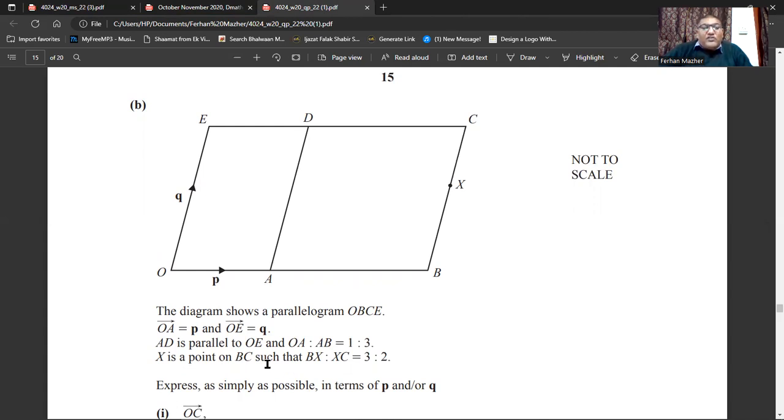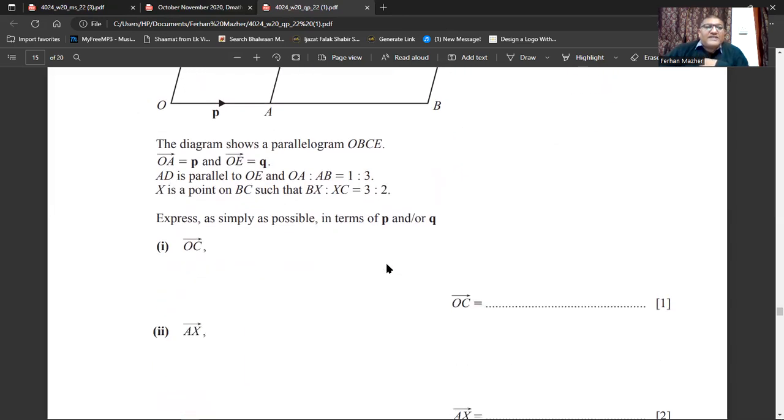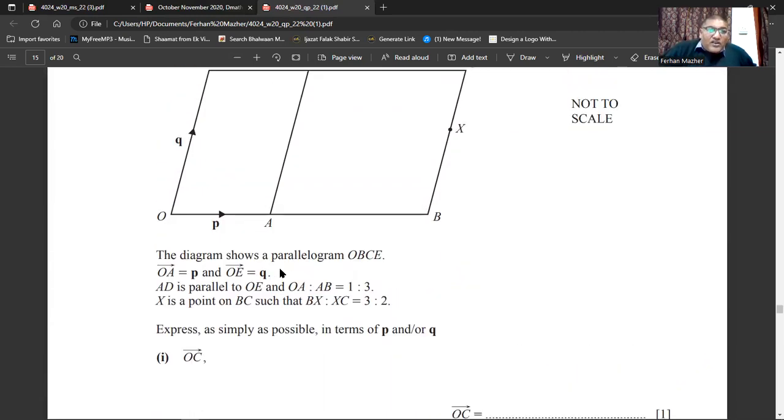X is the point on BC such that BX to XC is 3:2. So this portion is 3, this portion is 2. The total portion in the ratio will be 5, which equals Q. Express as simply as possible in terms of P and or Q.